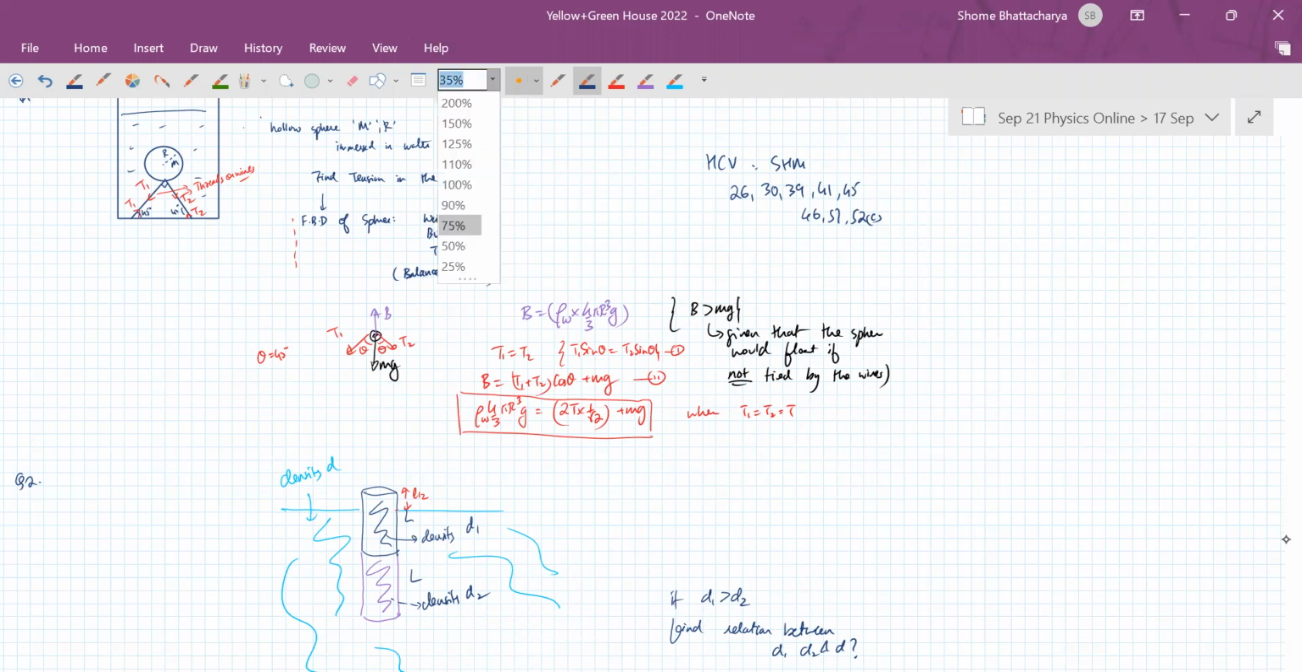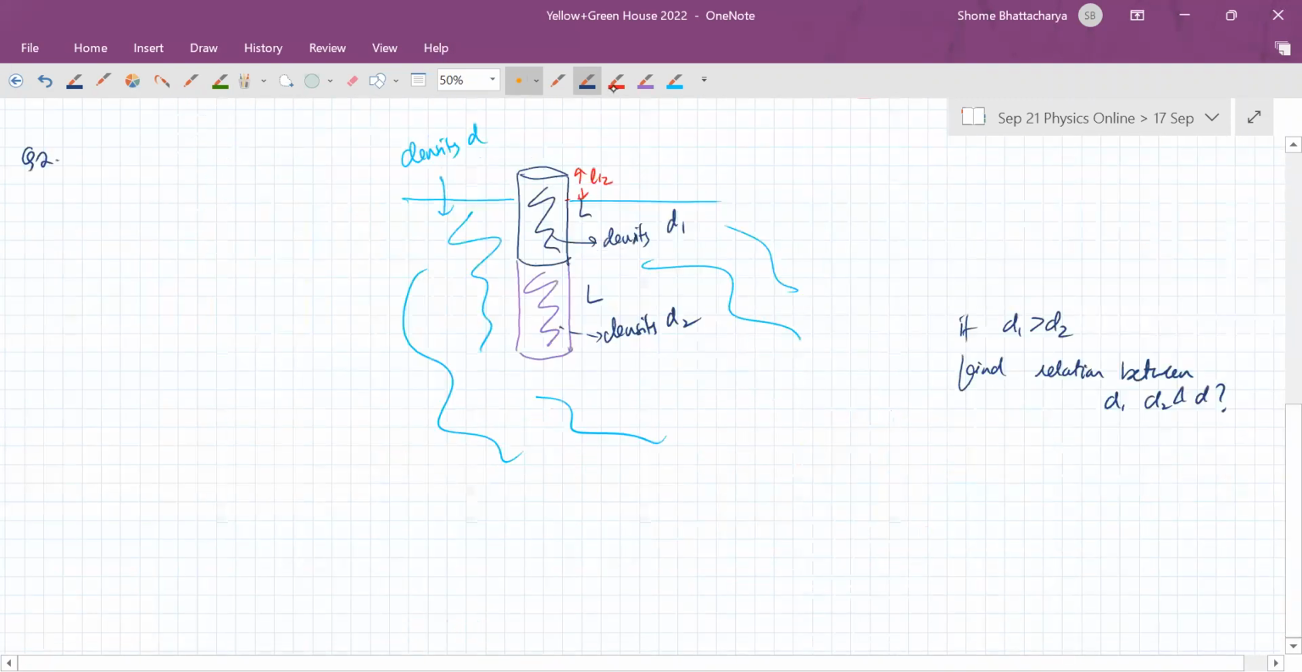Okay, so I hope you've tried the free body diagram method here. On this combined object, both the cylinders together, what will be the buoyant force that will act? The buoyant force will be density of the fluid into volume of the submerged part into g. That's the general formula. So let's say the cross-sectional area is, let's say, A.